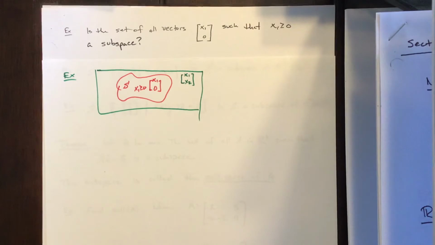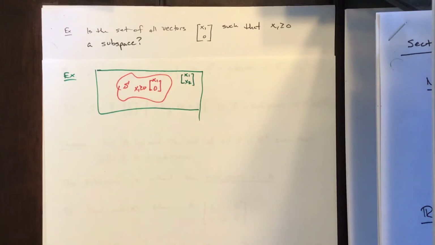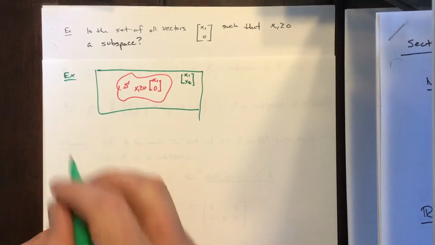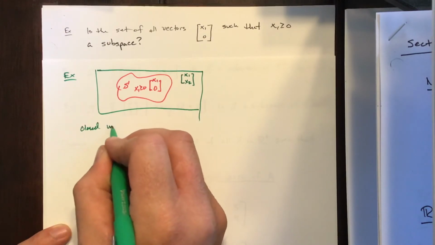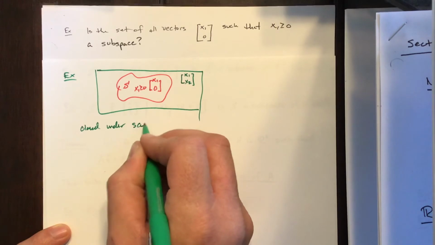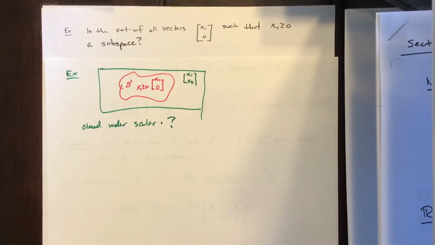Now, first thing to check is 0 is in the subset because x1 can be equal to 0, and if x1 is equal to 0, then 0, 0 is in the subset. But that doesn't mean it's a subspace. So first thing I want to do is look at closed under scalar multiplication. Let's take a look at that.